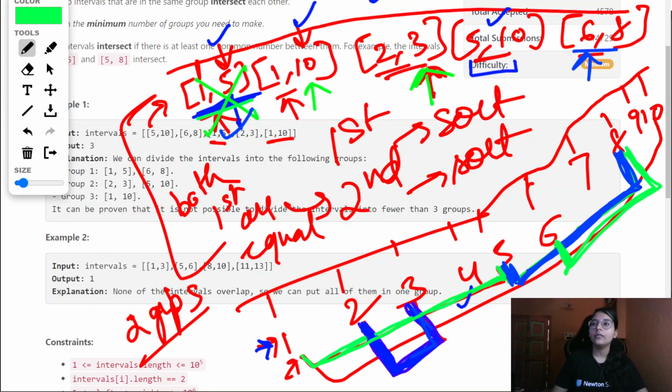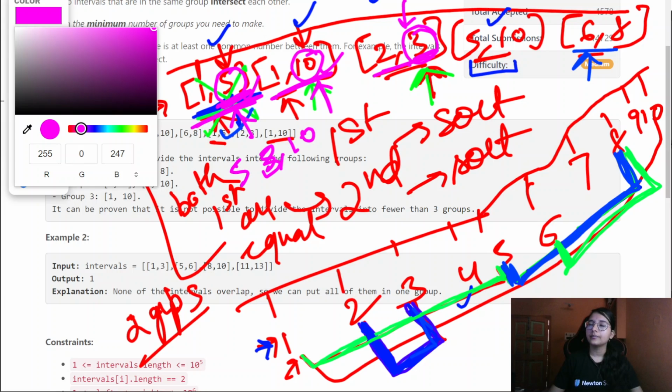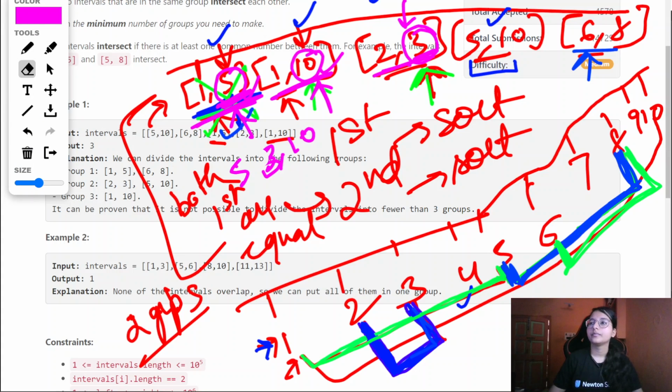So when we get to this, let me choose another color. When we are at this 1 5 and this 1 10, right? When we store this 5 and 10, this 5 would be at the top and then 10 would be there. Then we get to know about this 2 and 3. Then 3 is smaller than this particular interval's end, that is 5, right? So that's why this would be added as a new group. So now we have 3, 5 and 10 in our min heap.